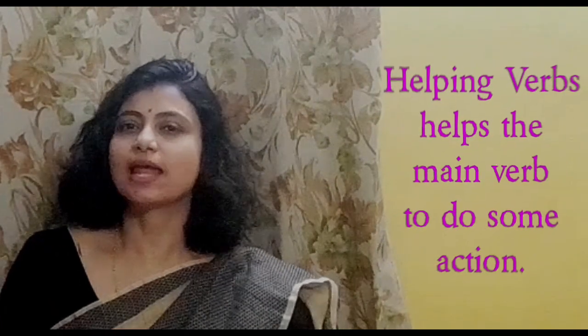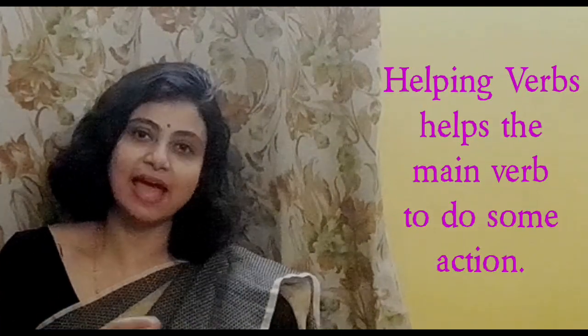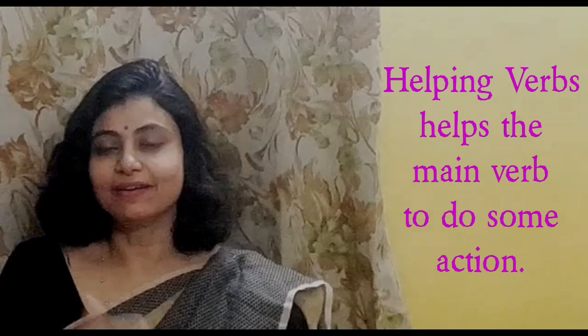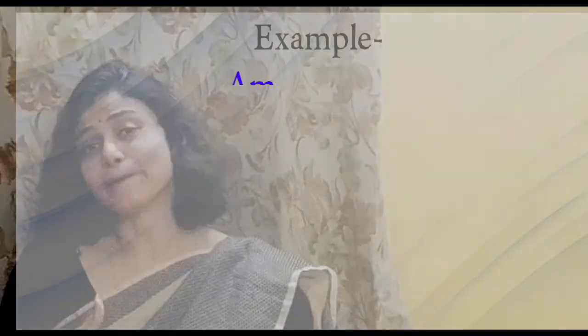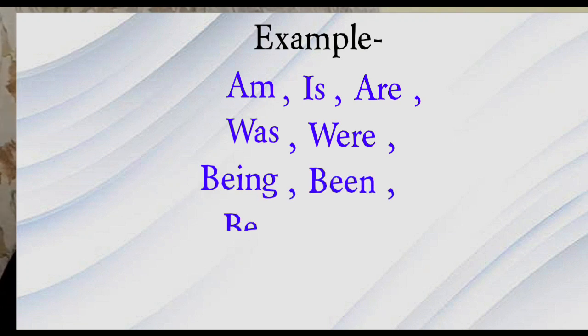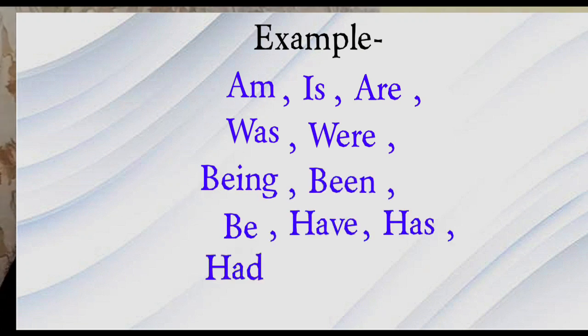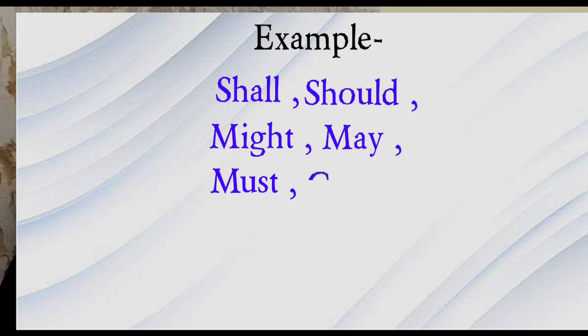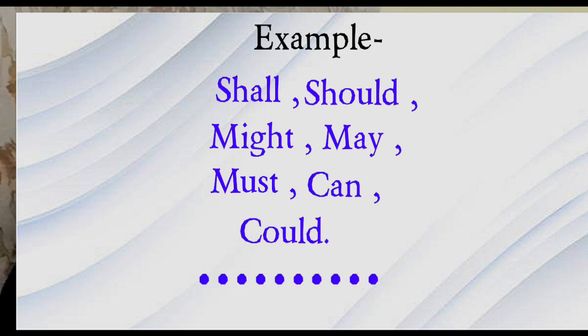Now we will focus on helping verbs. What are helping verbs? Helping verbs always help the main verb to describe an action. In English grammar, the helping verbs are am, is, are, was, were, being, been, be, have, has, had, do, does, did, will, would, shall, should, might, may, must, can, could. These are all helping verbs.